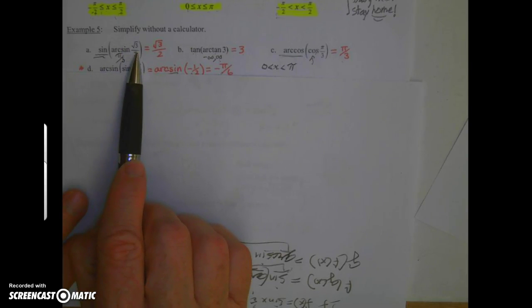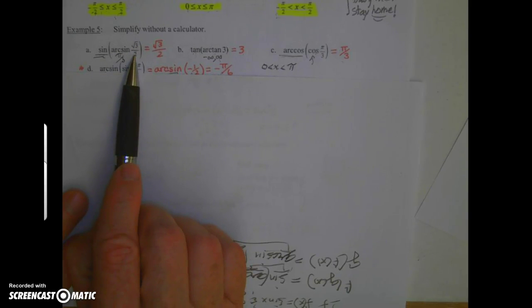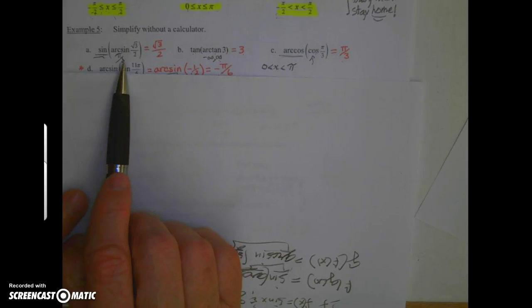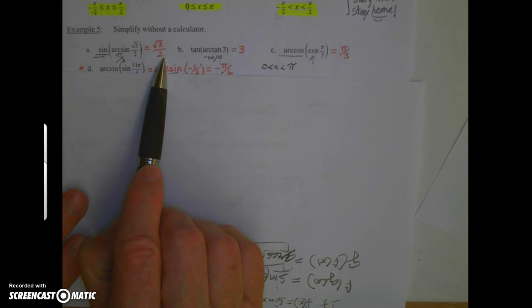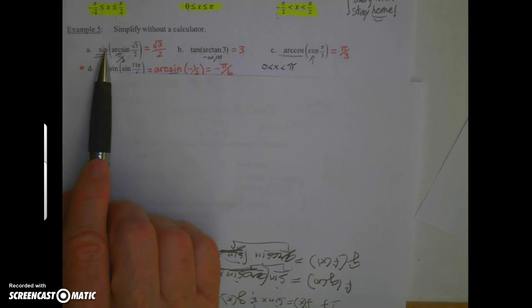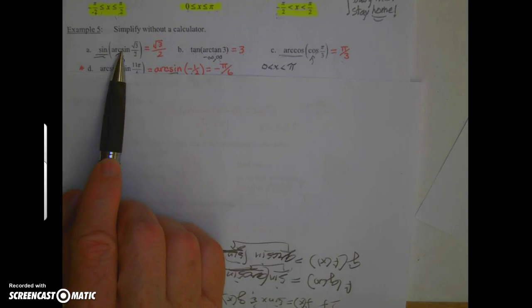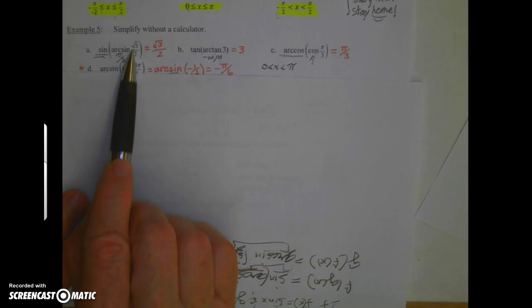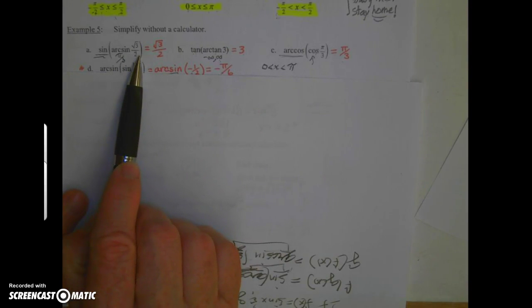So all we need to do is ask what the angle is that has a ratio of root 3 over 2. So for the sine, that's going to be pi over 3. Therefore, the sine of pi over 3 gives us root 3 over 2. Another way to look at this is that the sine and the arcsine essentially undo each other. And because they do, you end up back where you started, which is root 3 over 2.